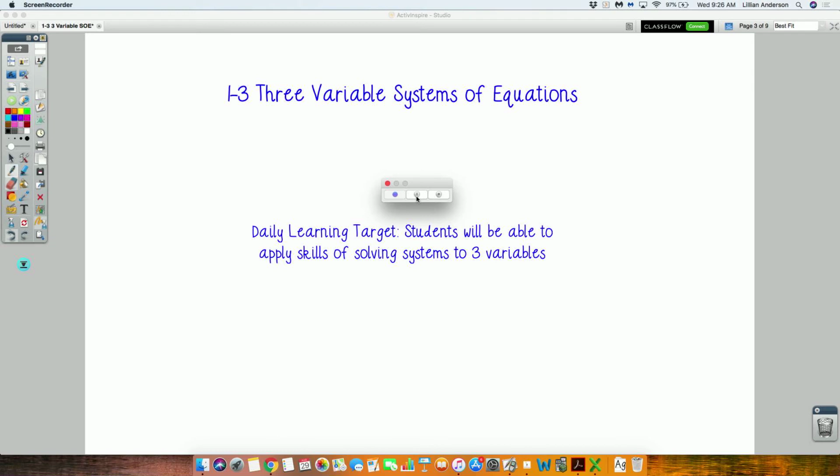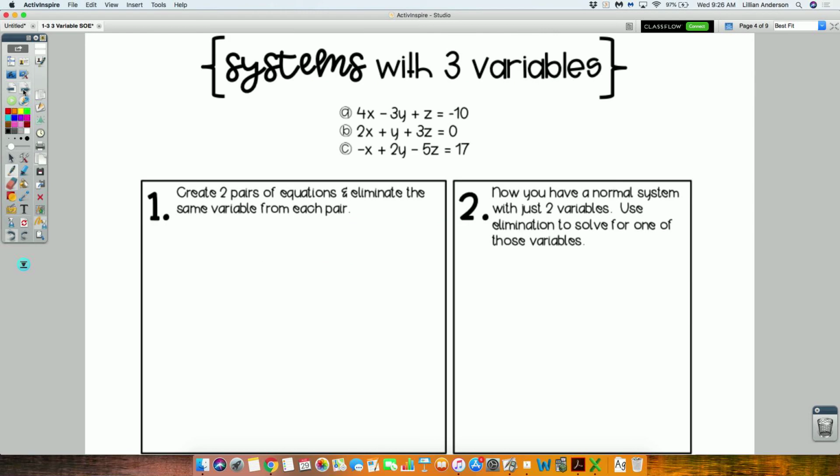So, step one, when it comes to solving a system with three variables, we're going to use an example, of course. You want to create two pairs of equations and eliminate the same variable for each pair. Okay? So as you can see, you got equation A, equation B, and equation C. The goal is you're going to have to eliminate the same variable for two different pairs of equations.